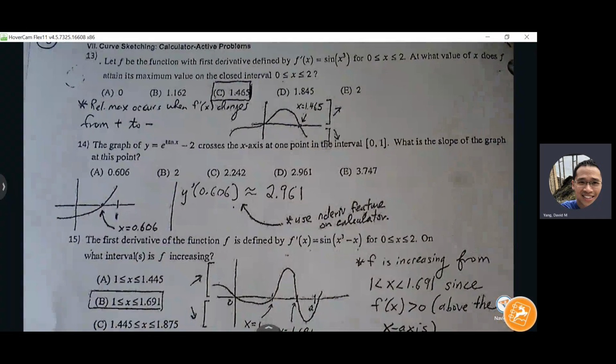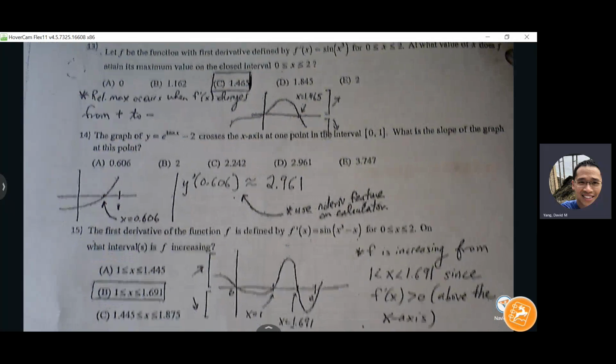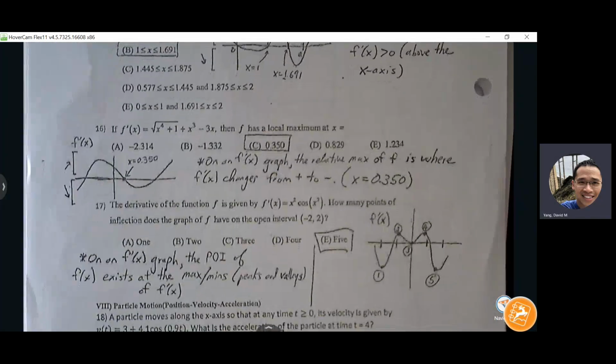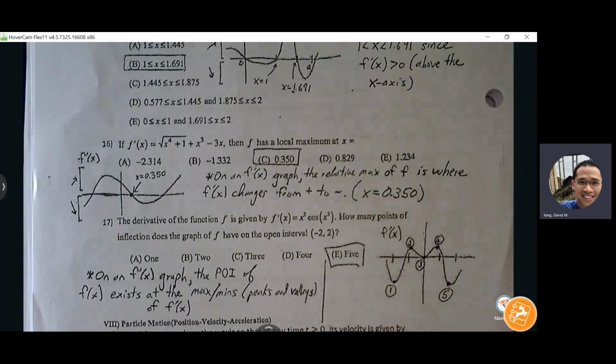And then on page 12, there are a lot of calculator-involved problems. Being able to use your calculator to find x-intercepts and knowing what that x-intercept represents on the derivative graph. Hopefully as you work through this, you're able to practice on your calculator so you can get comfortable with it for next week's test, but also for the AP exam. Any questions, any problems on pages 7 and 8 that you want me to go over in more detail?